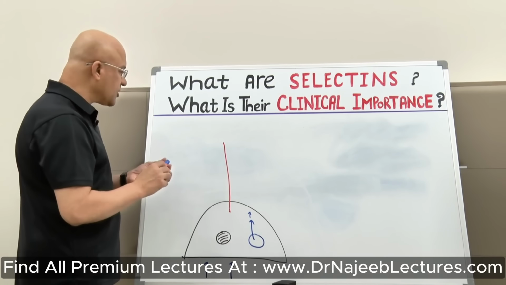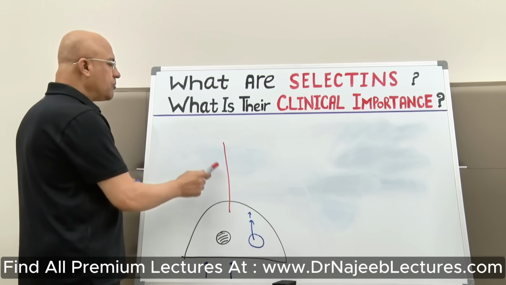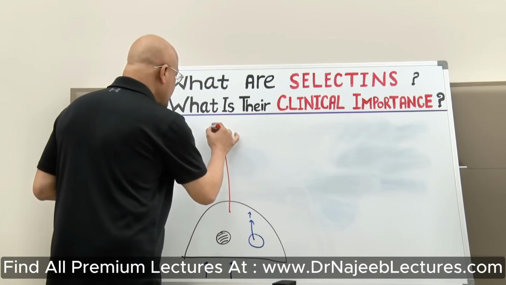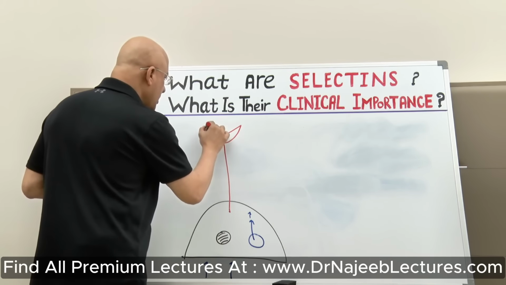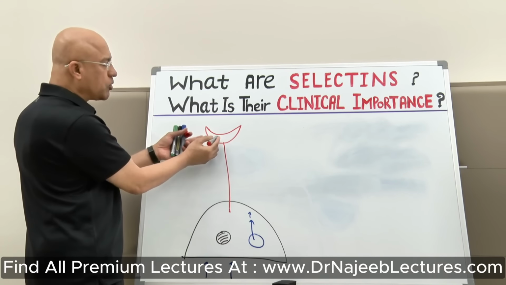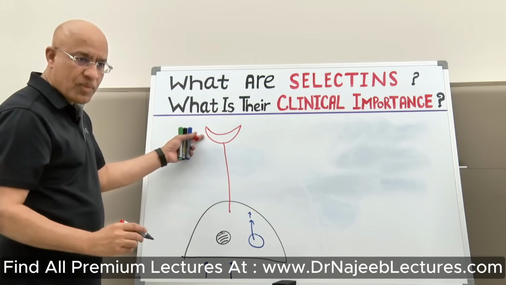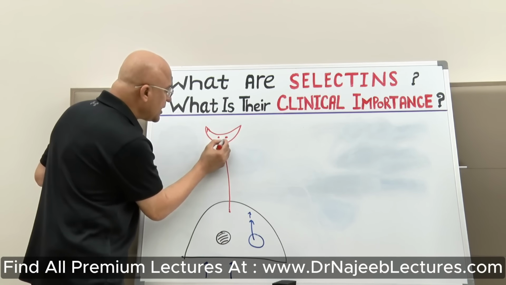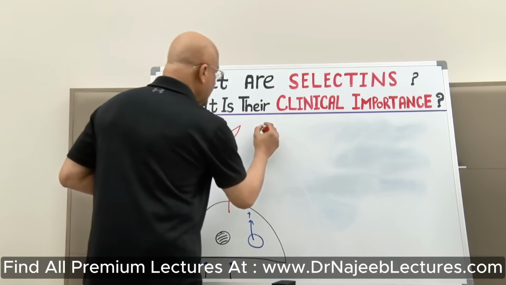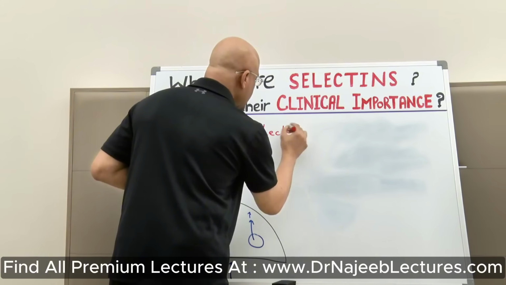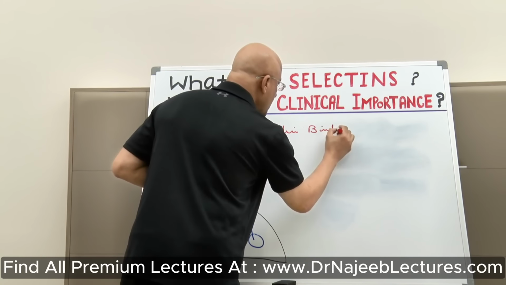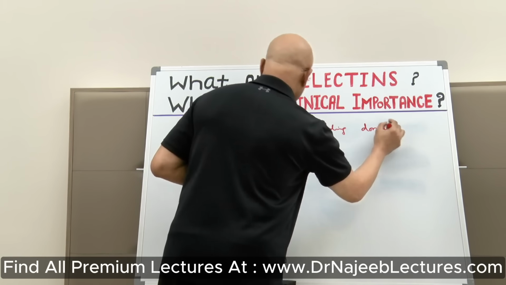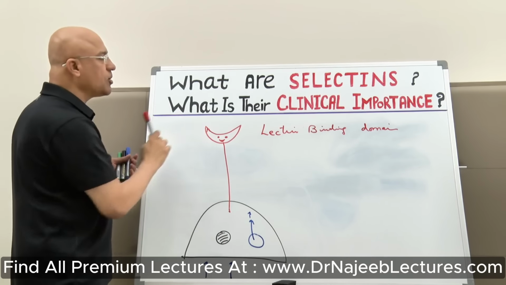So let me draw their structure in detail. When we study from the extracellular component, first of all, this is their ligand binding component. When this molecule is going to become adherent to the other molecule, right? Now this domain we call lectin binding domain, and their binding depends on calcium. This is lectin binding domain.